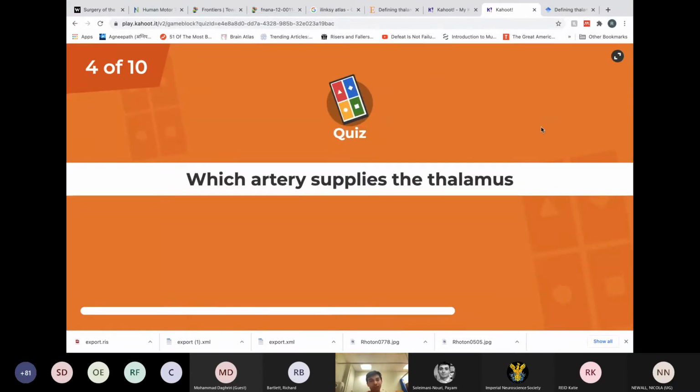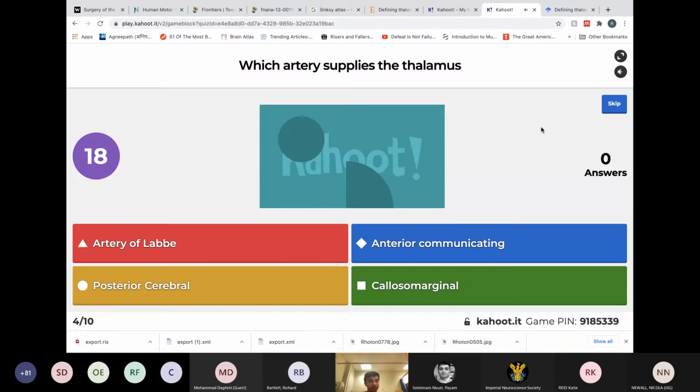Okay, which artery primarily supplies the thalamus? So your options: the triangle, artery of Percheron; anterior communicating as the diamond; the circle is the posterior cerebral; square is the callosomarginal.